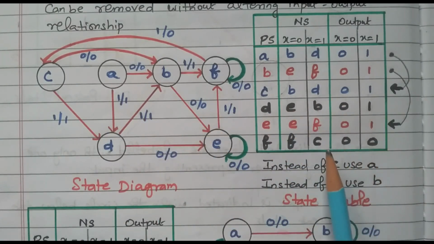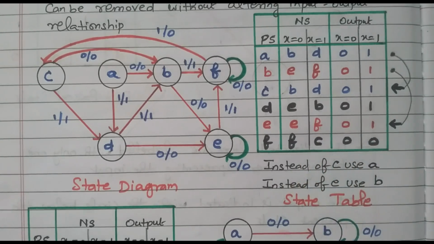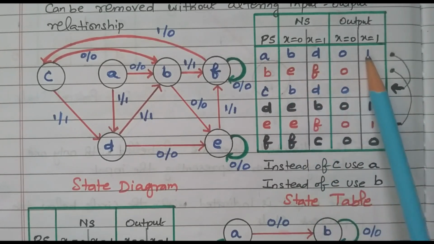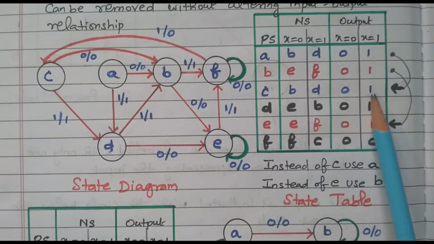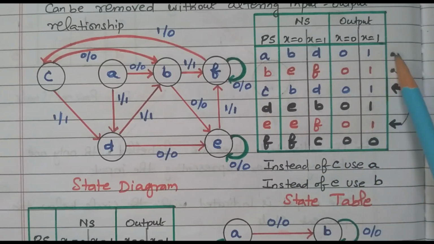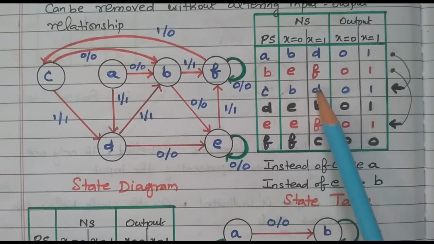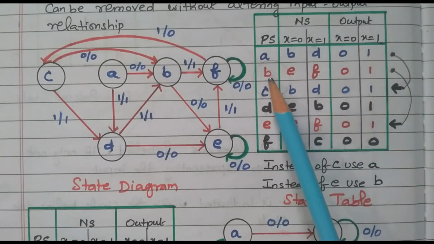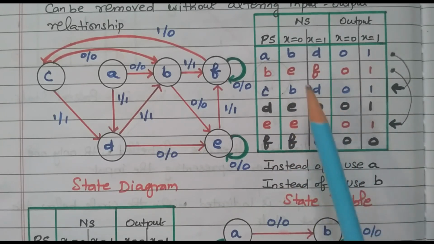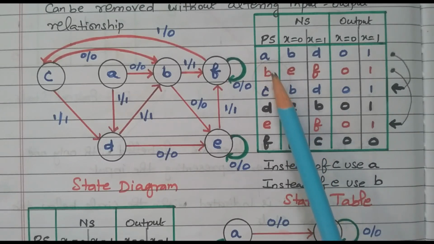Now we need to analyze what repeated terms are available. In this there are two repeated states, indicated by this blue color: A, B, D, 0, 1. Similarly C, B, D, 0, 1, right? The first and third rows are repeated. Similarly, in red color, the second and fifth rows: B, E, F, 0, 1 and E, E, F, 0, 1. So these two terms are repeated, and we can avoid any one, right?